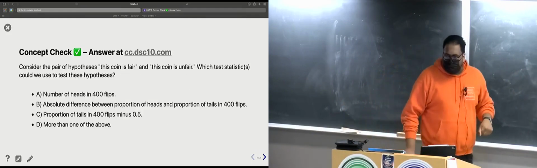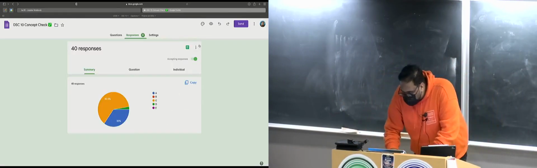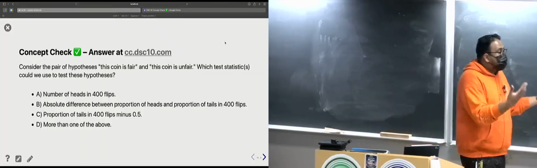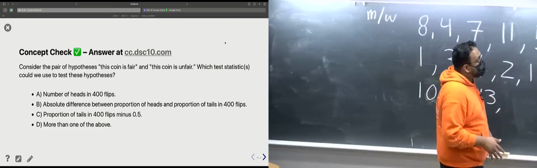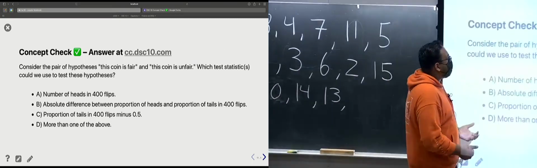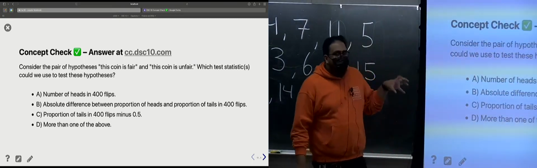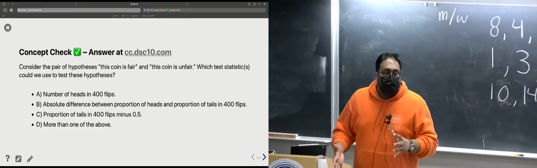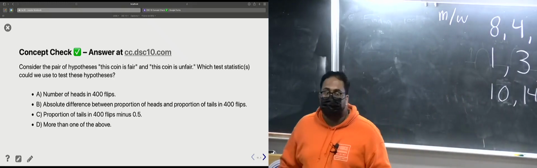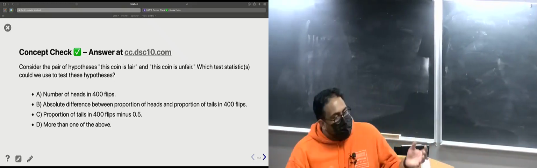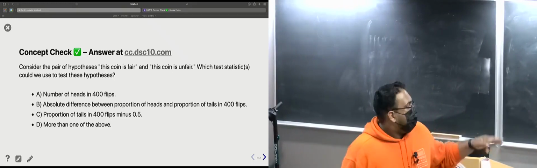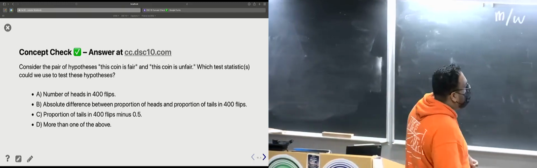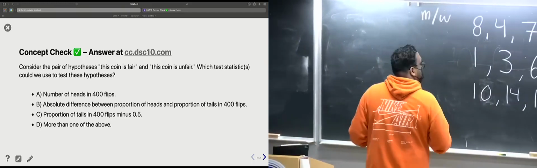All right. So here's another concept check. Let me delete my responses here. Let's again consider the pair of hypotheses: this coin is fair, and this coin is unfair. Which test statistics could we use to test this pair of hypotheses, given the framework I introduced on the previous slide, which is big values point to one hypothesis and small values point to the other? Which of these test statistics could we use? I'll give you another minute or so to discuss. Please enter an answer at cc.dsc10.com.